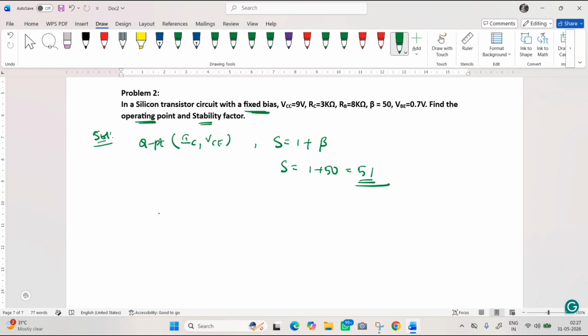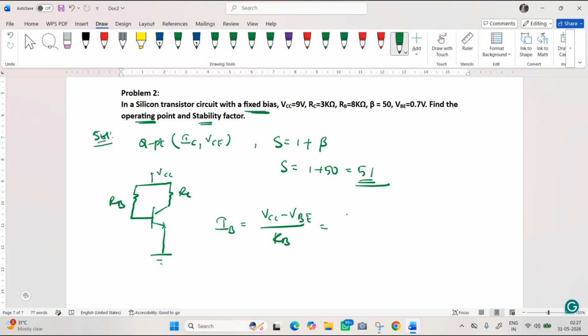Let me try to draw the diagram for this fixed bias, which looks like this with an RC, and then here I'm connecting it to ground. Fixed bias, now here you have to give RB. This is in a VCC, like this. If you see this one, we already know the standard expression, that is IB is equal to VCC minus VBE divided by RB.